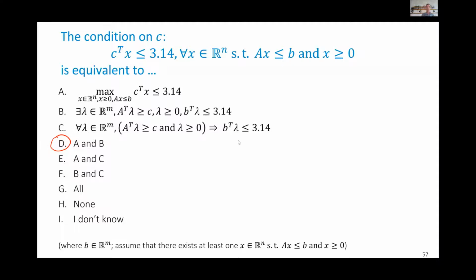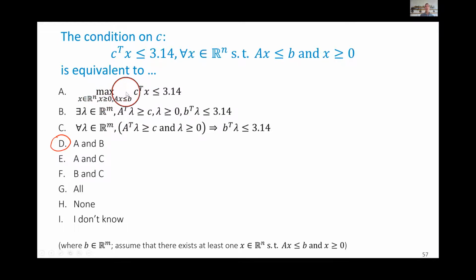So the first thing to realize is that this condition is equivalent to that one that brings us into an optimization problem. We say that Cx is less than 3.14. That means the worst case of this must be less than 3.14, and the worst case is the largest value that is possible when X takes all the values that are here. So A is now our classical reformulation where the quantifier "for all" is replaced by a maximization.